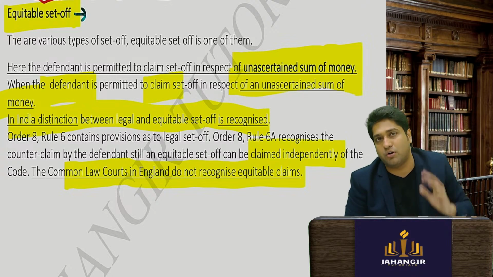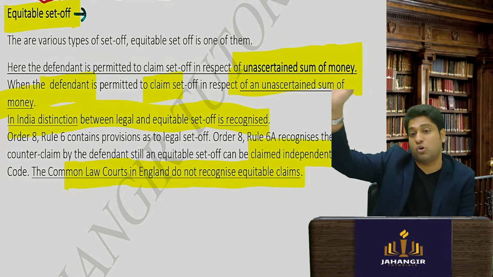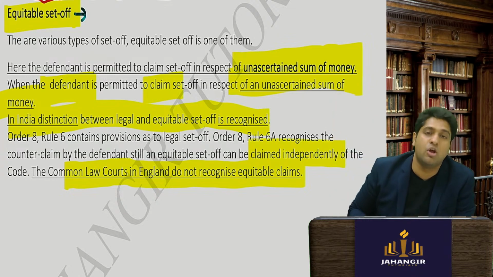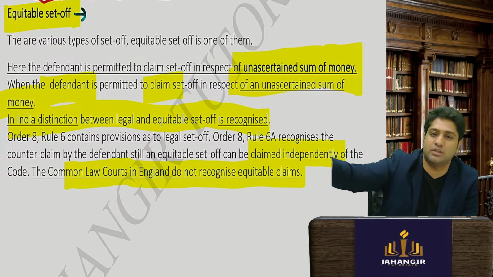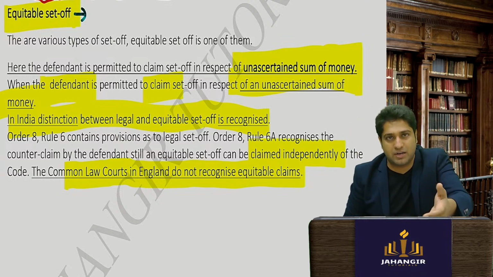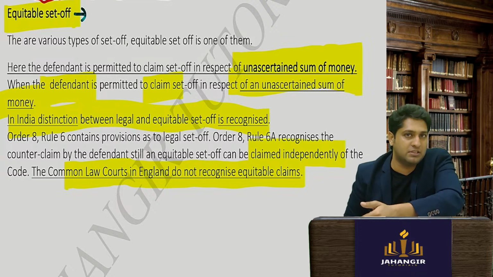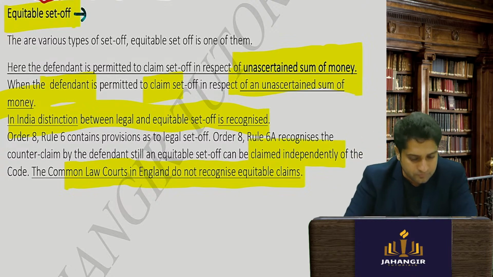the amount. For example, if you had caused loss of reputation, how much loss of reputation has to be found out? Or if you had damaged my car, how much damage to the car is there, it has to be ascertained. So when I claim an uncertain sum of money as set off, it is called equitable set off. This will have to be ascertained later. Clear?